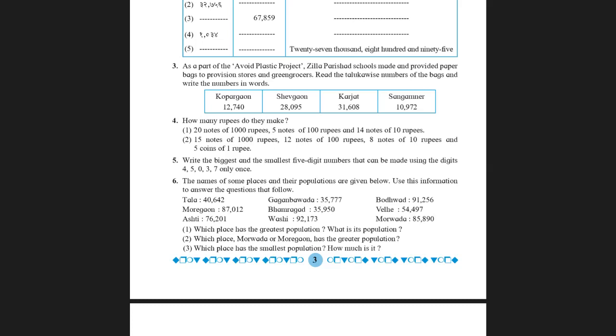35,777, 35,950. Now 35 is same for both. Now go to the third number. You have 7 in one place, 9 in the other. Definitely 7 is smaller than 9. And that place is Gagan Bavda. And therefore, it is this place which has the smallest population, and the value is 35,777. Children, I hope it's clear.